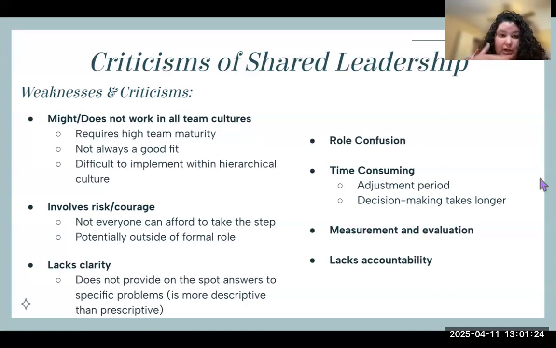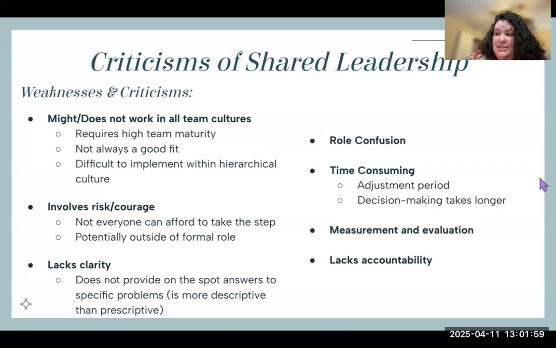We talked about our horizontal model. When the model can't be flipped to be a horizontal type of leadership, it's really hard to implement shared leadership theories. And then this model of shared leadership does involve risk and courage. You're asking team members to do something that might not be within their job title, and not everybody is willing or can afford to take that step forward. They might have some distrust, or they might just be overwhelmed with their current job, or have things outside that's not a risk that they're willing to take.